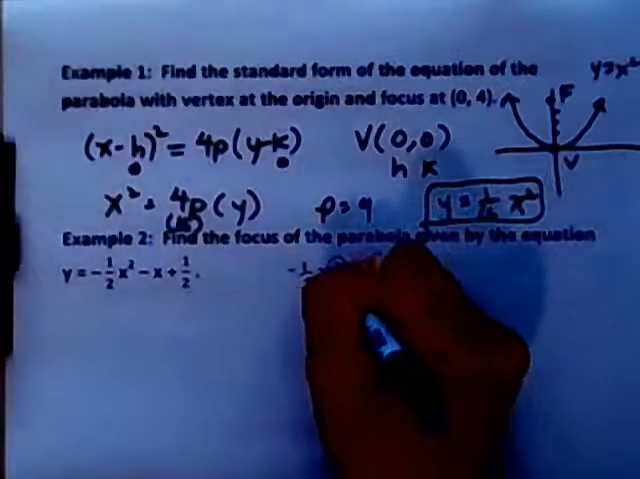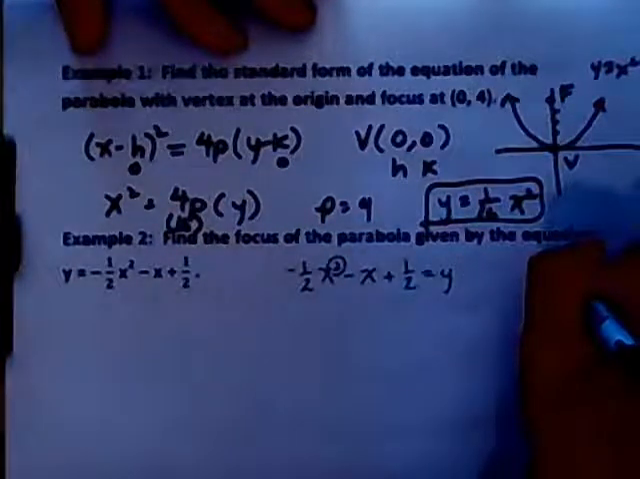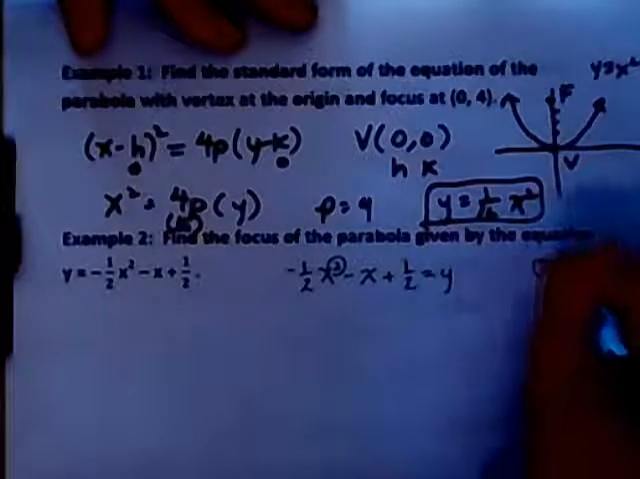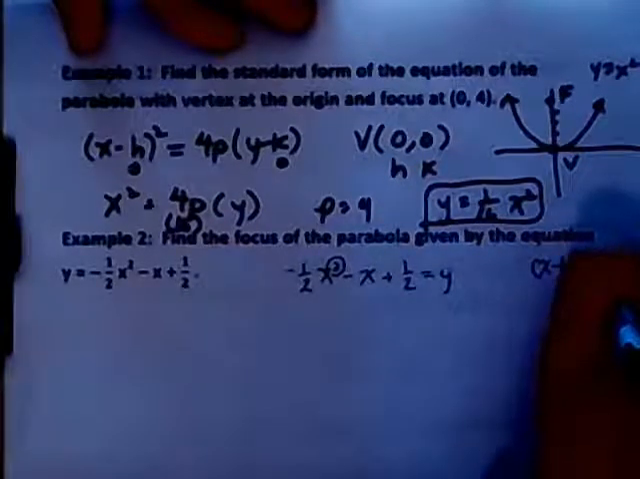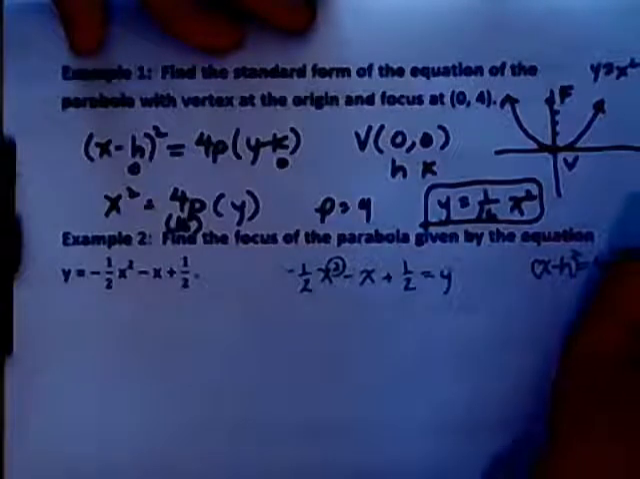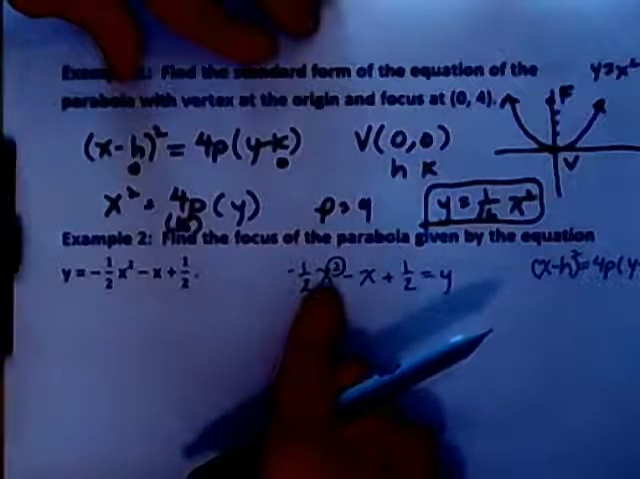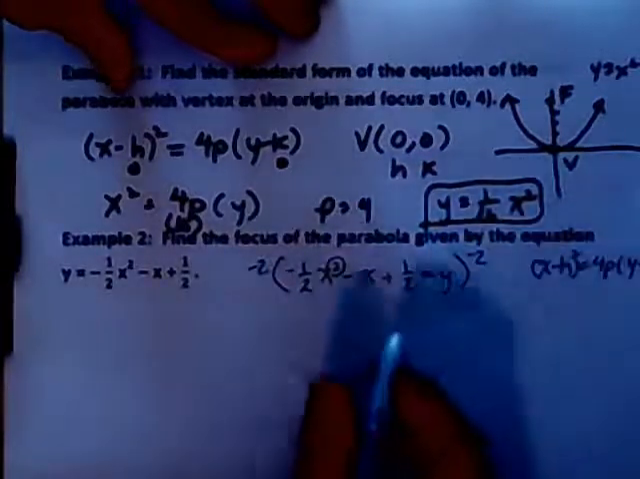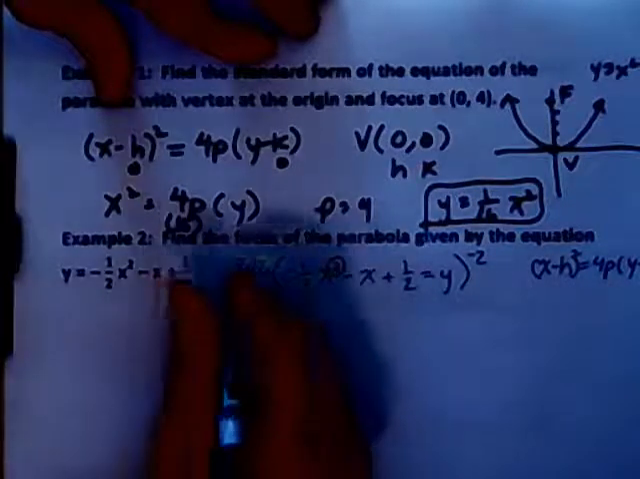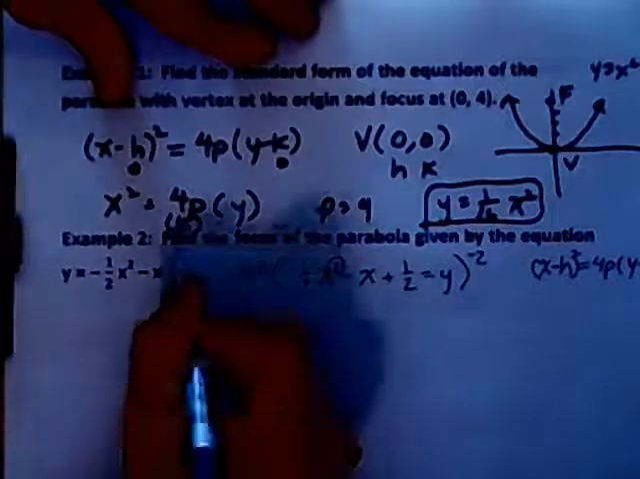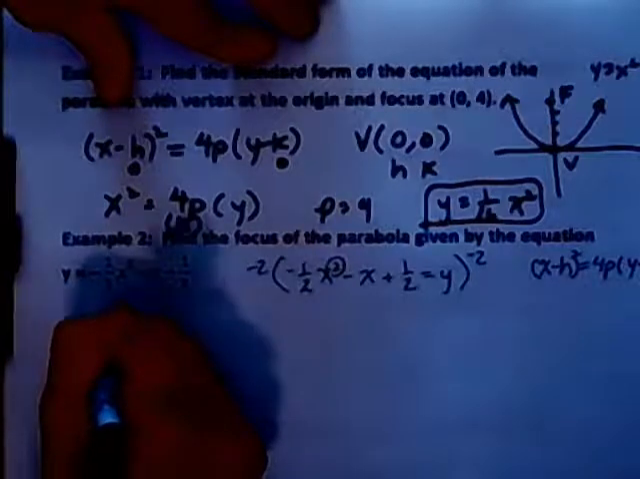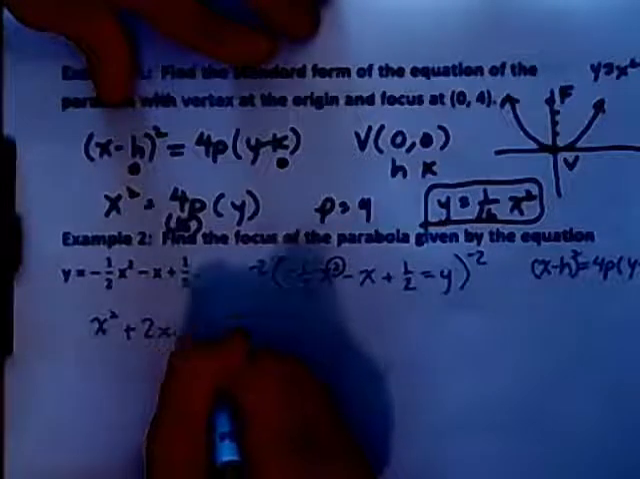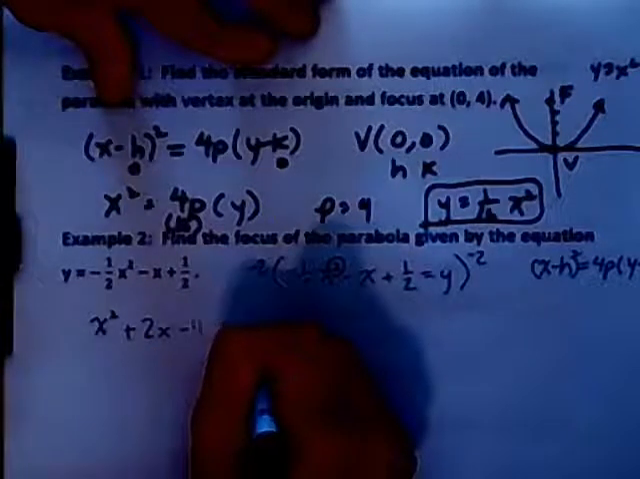And since x is being squared right here, it's going to be in the form x minus h squared is equal to 4p times y minus k. So I have to multiply everything by negative. I'm going to multiply by negative 2 on the left side and the right side. When I multiply that, I want to get rid of this negative right here. So it becomes x squared plus 2x minus 1 is equal to negative 2y.